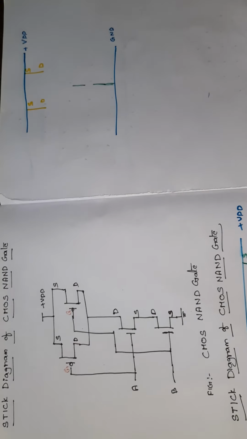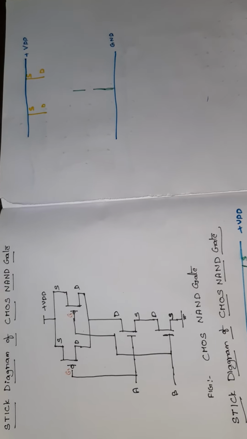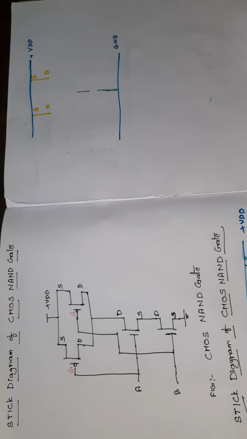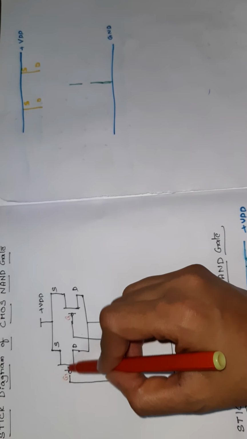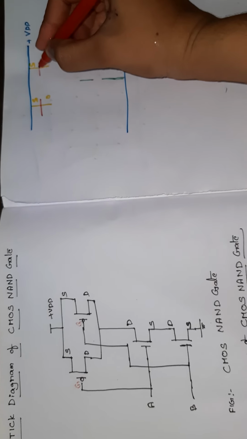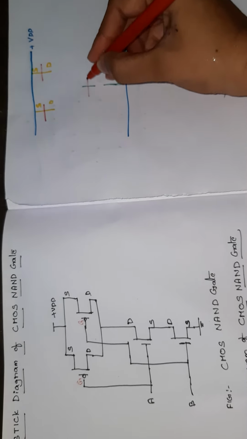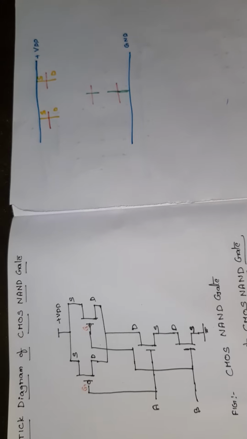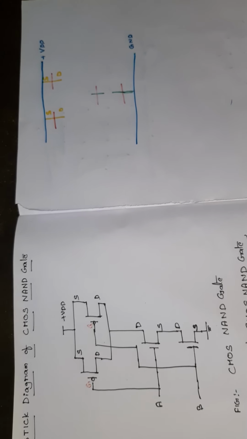So next, step 3, indication of the polysilicon, that means the gate terminal. The gate terminal should always be indicated with red color, which crosses over the P diffusion and N diffusion. So up to here, we completed the P diffusion, N diffusion and also the polysilicon.